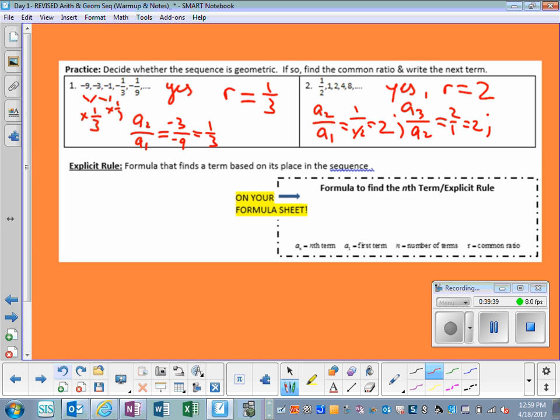Perfect. How would it be no? Can we see an example of a no? Of course, the sequence is not geometric. So let's think about an example which is not a geometric sequence.